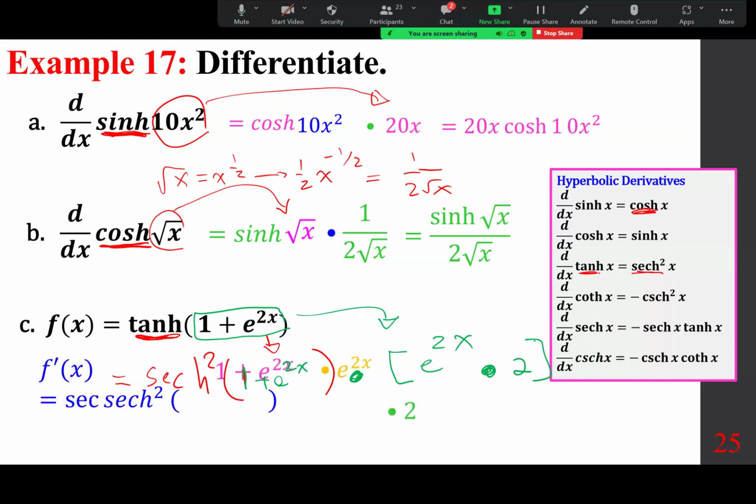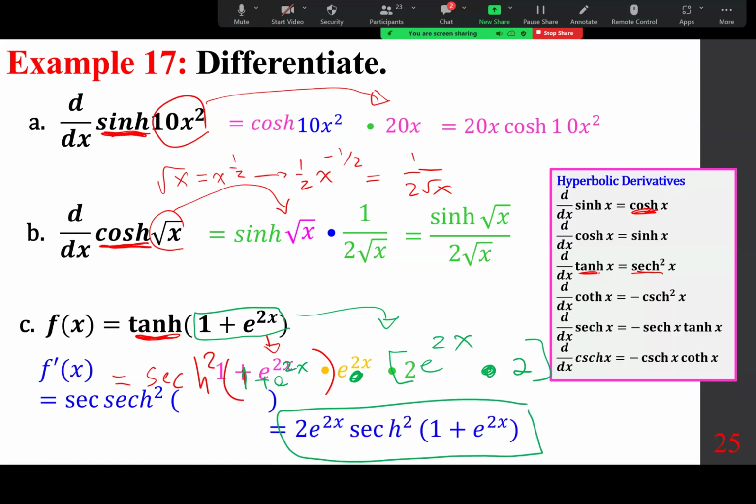Looks like this as the final answer. So we put this in front: 2 e to the power of 2x, hyperbolic secant squared of 1 plus e to the power of 2x. So we put that in front.